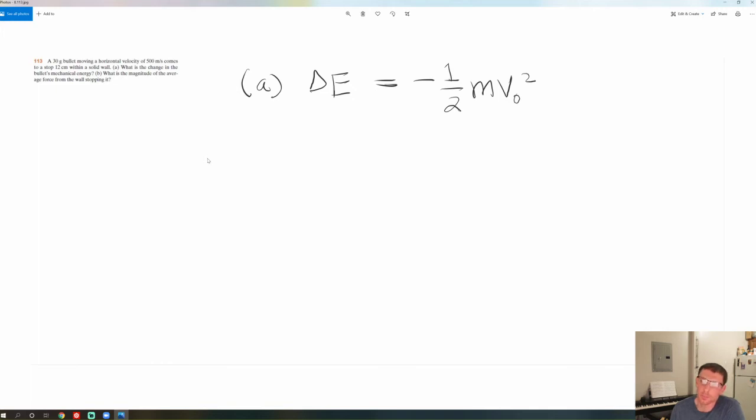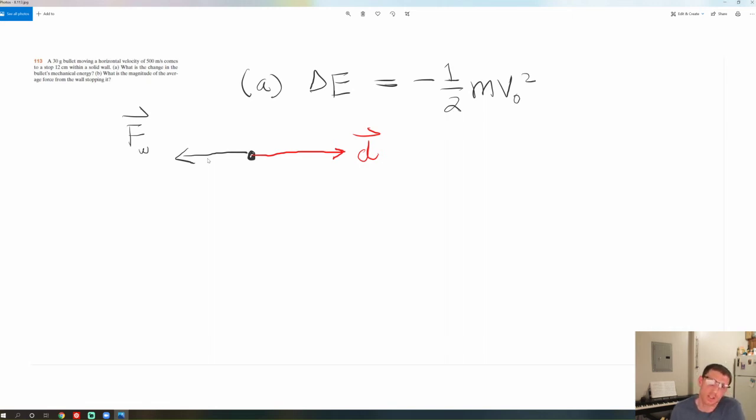And what we would have here, because I think it's probably a good idea to make a sketch, is we would have something like the bullet's displacement points to the right, and then the force of the wall points to the left. And we don't really know the nature of the force from the wall, right?